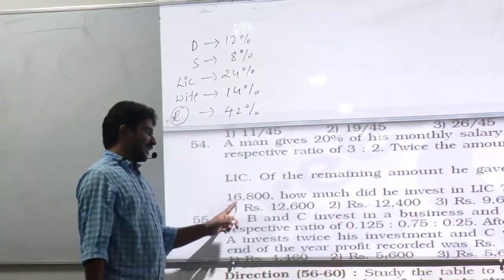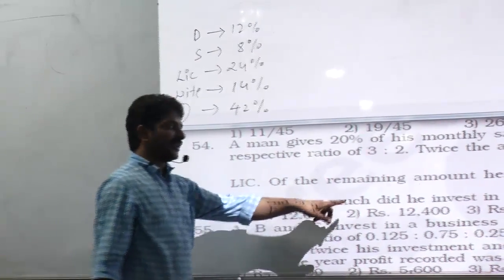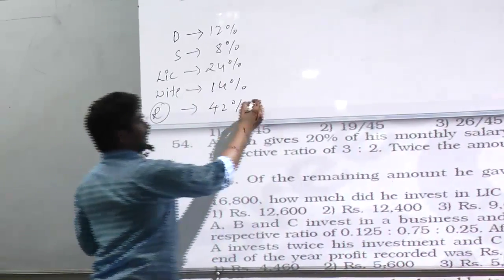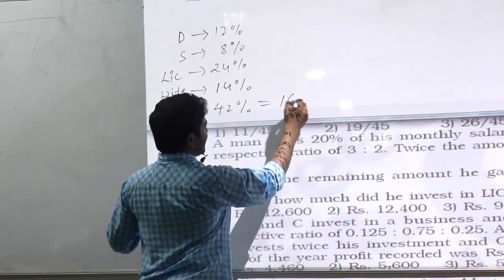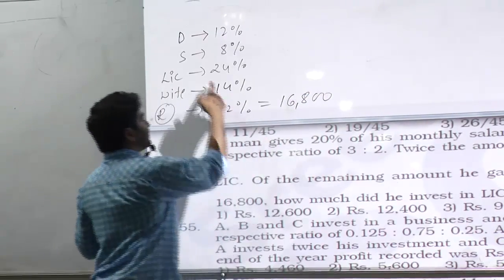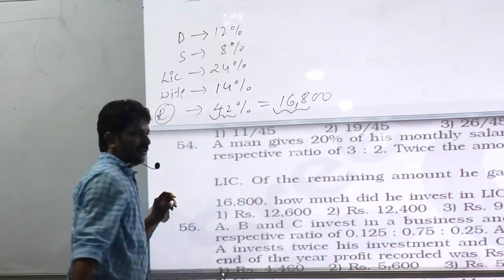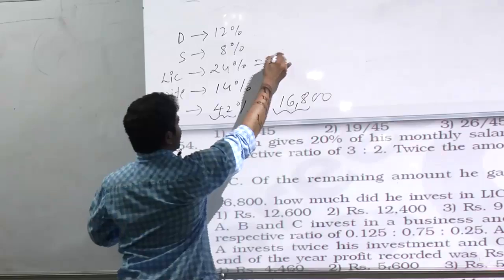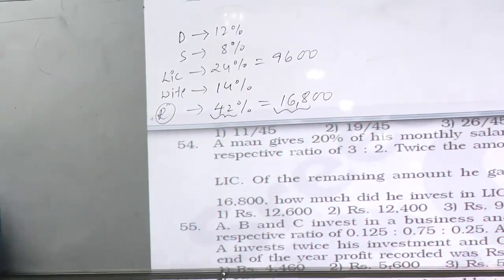Next, if he is left with 16,800, how much did he invest in LIC? So the remaining 42% is equal to 16,800. And you're asked about 24%, how much is it? 42, how many times is this? 4 times. And then you have 2 zeros. 24, 4 times is 96 and then 2 zeros. 9,600.